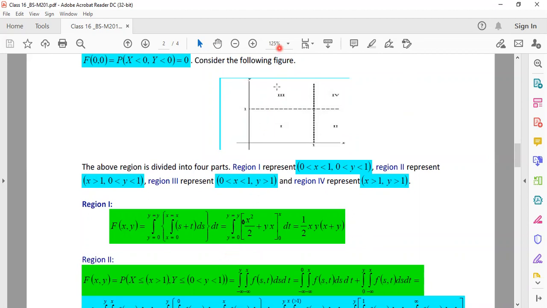Now, first of all, we shall deal with region 1. Region 1 is quite simple. First of all, I have written the definition. Just look at the definition, that is going to play a vital role in our case always. So we have the definition as follows: F(x,y) is the integral from 0 to y, 0 to x, of f(s,t) ds dt.